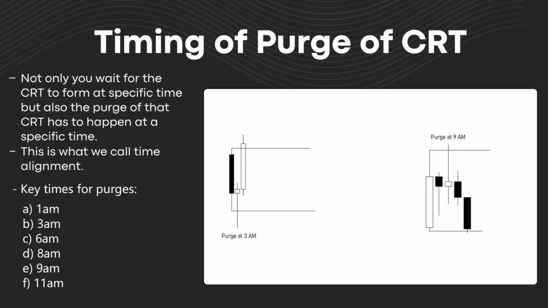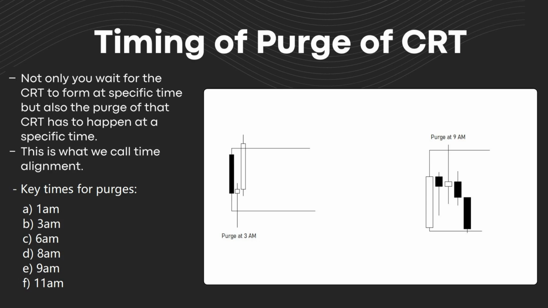And this is what we also call time alignment. Time alignment is basically aligning the timing of the formation of CRT and the timing of the purge of CRT with each other surrounding a logical framework, right? Now, some key times for the purge are the following. The 1 a.m.